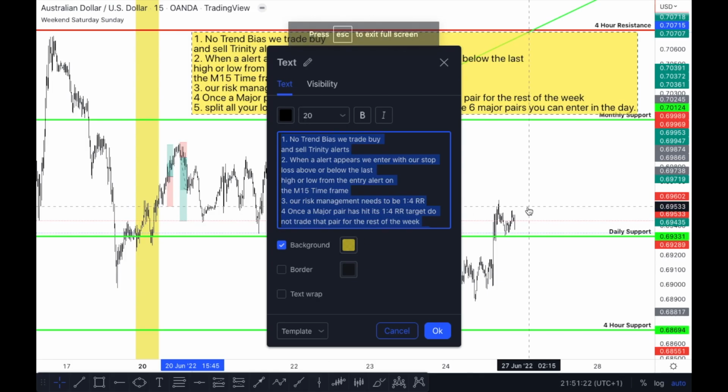Okay, so I'm in TradingView at the moment. I have written down pretty much a step-by-step guide on what you can do here. I am really making this simple for traders.